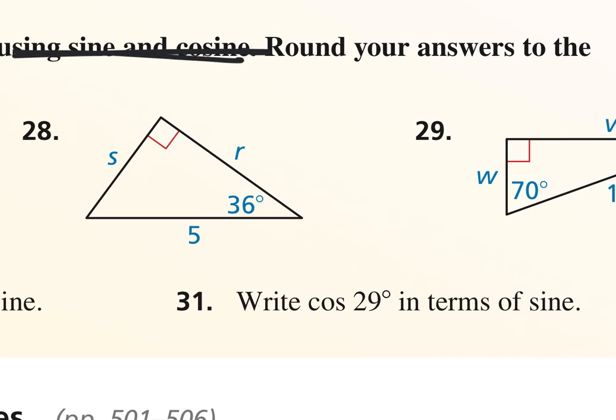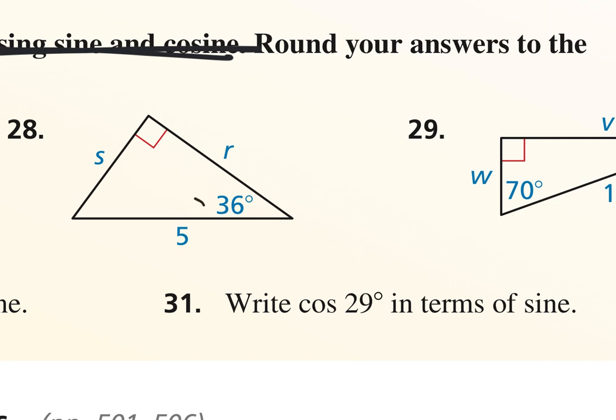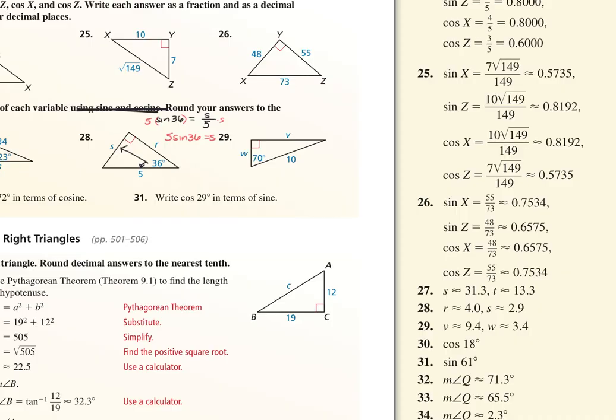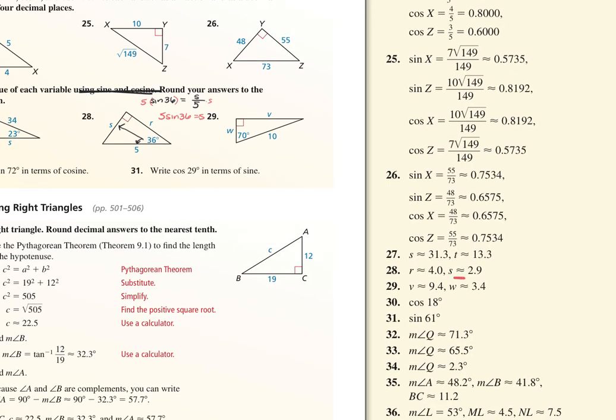So this one, if I want to find S, 36 and S are opposites, right? And then 5 is the hypotenuse. Opposite over hypotenuse is sine. So the sine of 36 would equal S over 5. And then I'd multiply by 5 on both sides. And 5 times the sine of 36 is 2.9.